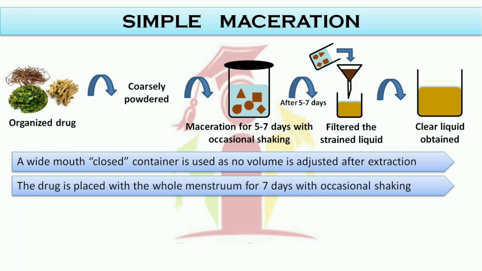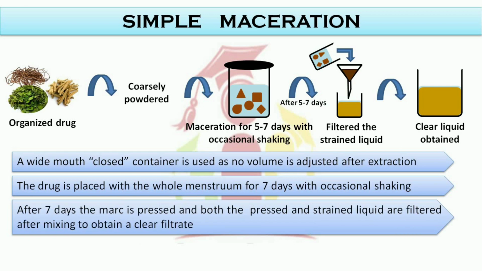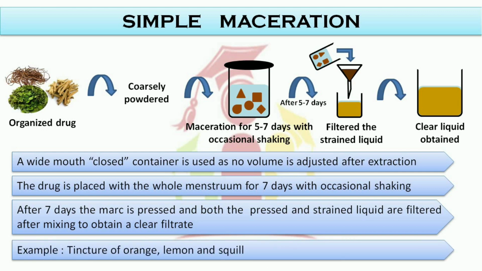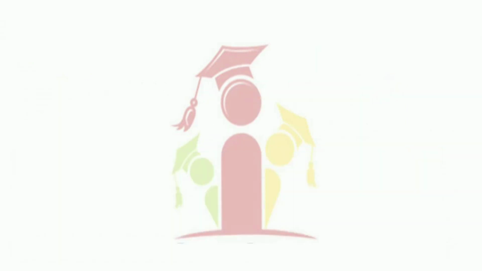The drug is placed with the whole menstruum for 7 days with occasional shaking. After 7 days, the marc is pressed and both the pressed and the strained liquid are filtered after mixing to obtain a clear filtrate. Examples of this type of maceration are tincture of orange, lemon and squill.